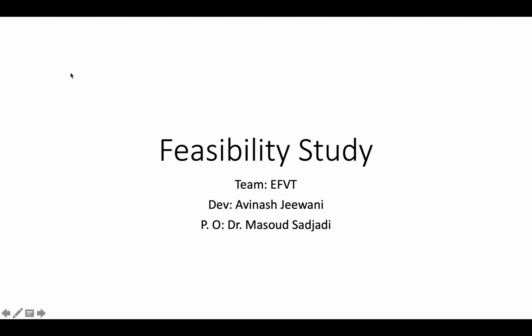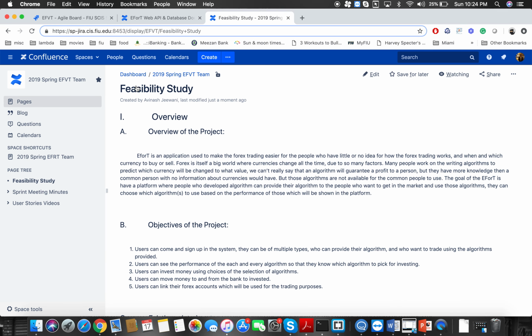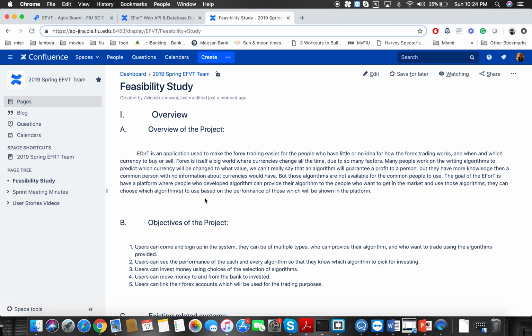My name is Avinash Jeewani, and today we'll talk about the feasibility study of Team EFVT. Project owner is Dr. Masood. So, the feasibility study document is available in the conference under the Team EFVT project.